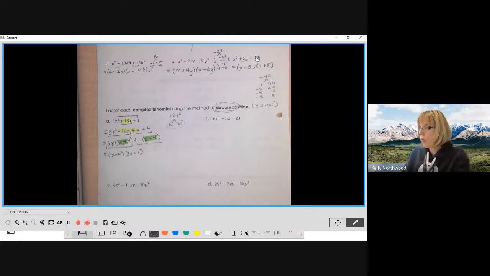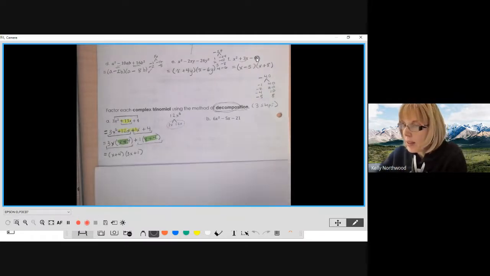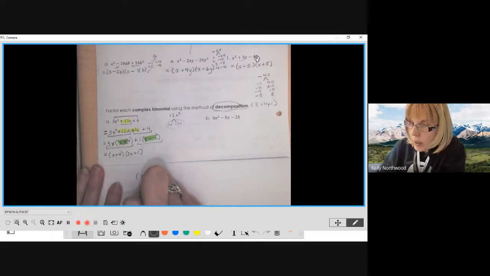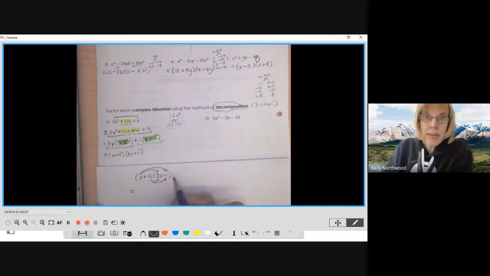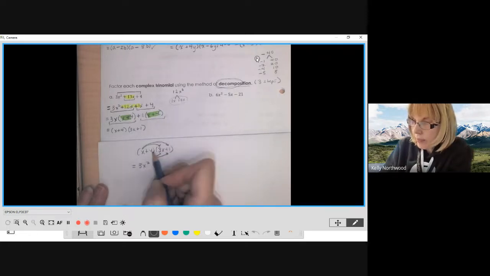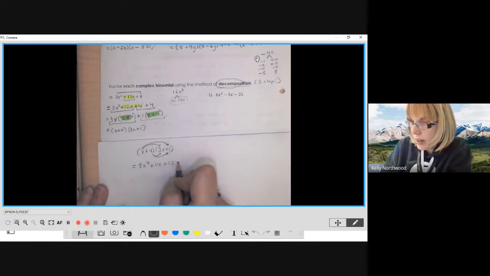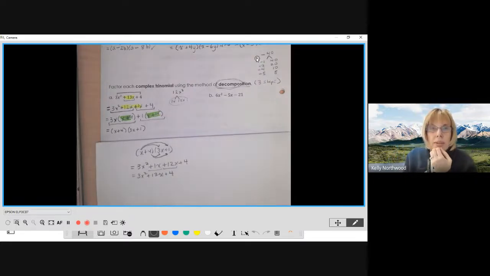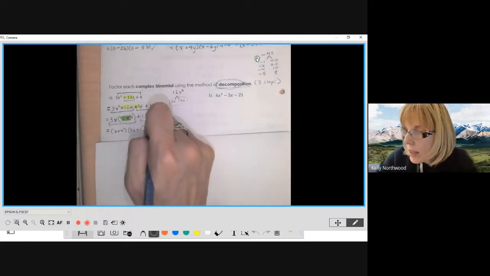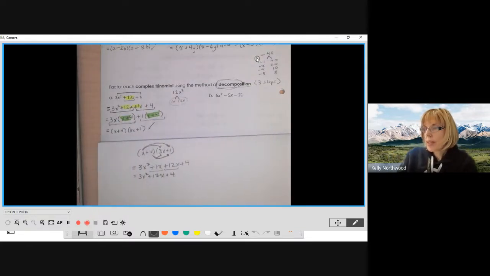And then the other thing I wanted to show was the FOIL to check. If I multiply x plus 4 by 3x plus 1 using FOIL, I will get back what I started with. x times 3x is 3x squared. x times 1 is 1x. 4 times 3x is positive 12x. And positive 4 times 1 is positive 4. The middle terms are like terms and add together. And you can see that you got back what you started with. So we know we're right here. So that's how decomposition works.